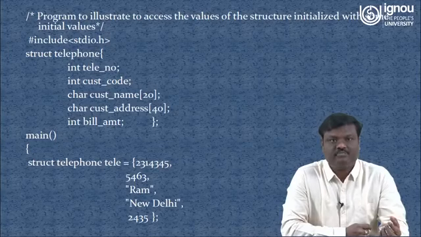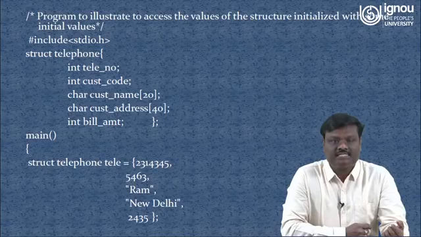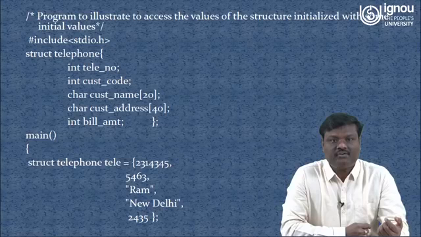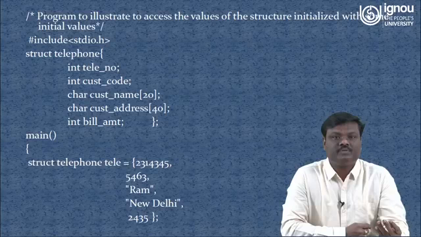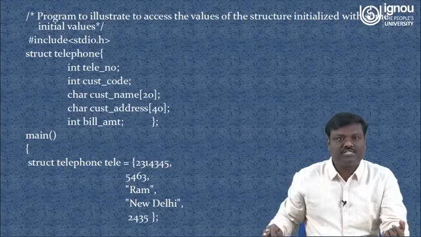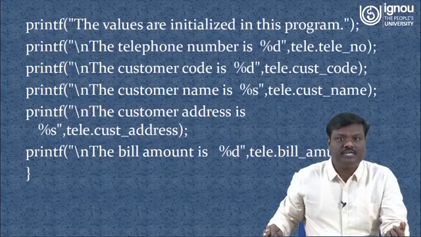This is the second example, wherein a telephone structure is declared at the top, and then a variable TELE is the structure variable you had taken, and then appropriate data types you had taken inside the members, and then it is initialized below. You can see in the main program struct telephone tele equal to, you are initializing the telephone, customer code, customer name, that is a character array, customer address, once again a character array, then bill amount. So in this way we can initialize the values, and then you can print the values also.